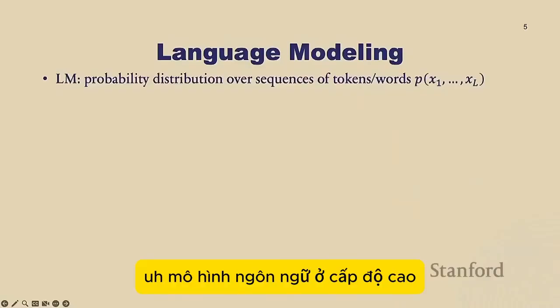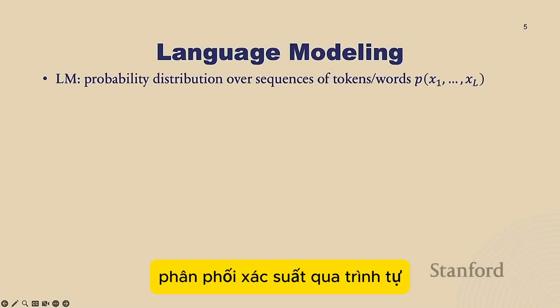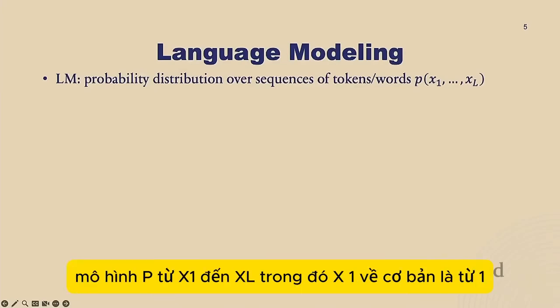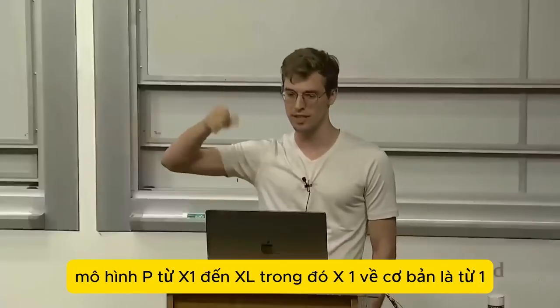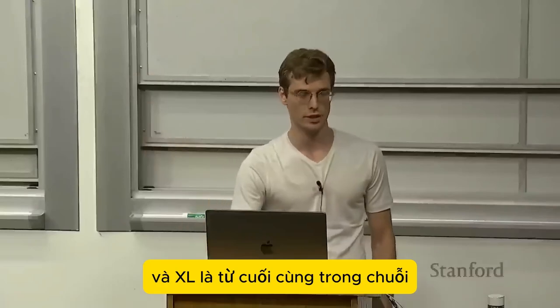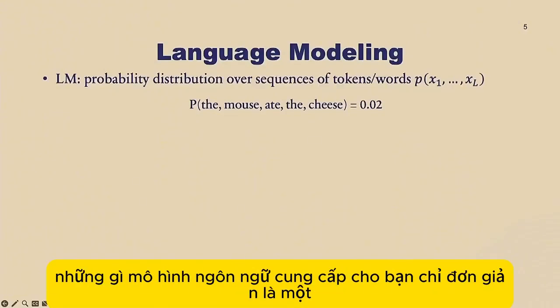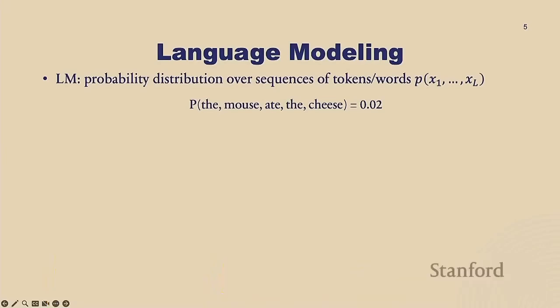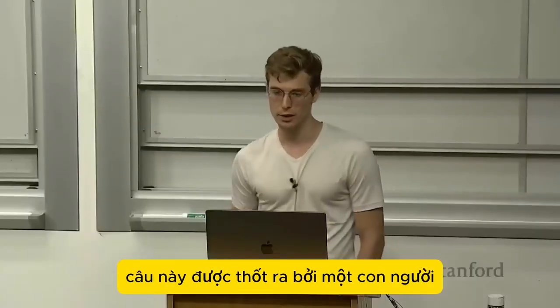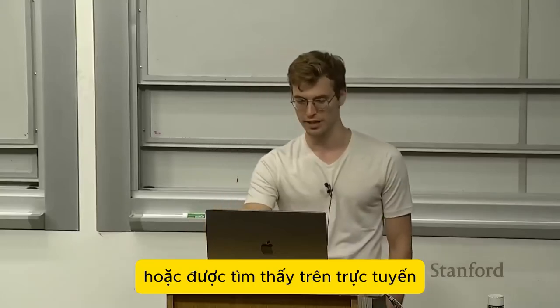Language models at a high level are simply models of a probability distribution over sequences of tokens or words. So it's basically some model of P(x1, ..., xL), where x1 is word 1 and xL is the last word in the sequence or sentence. Very concretely, if you have a sentence like "the mouse ate the cheese," what the language model gives you is simply a probability of this sentence being uttered by a human or being found online.